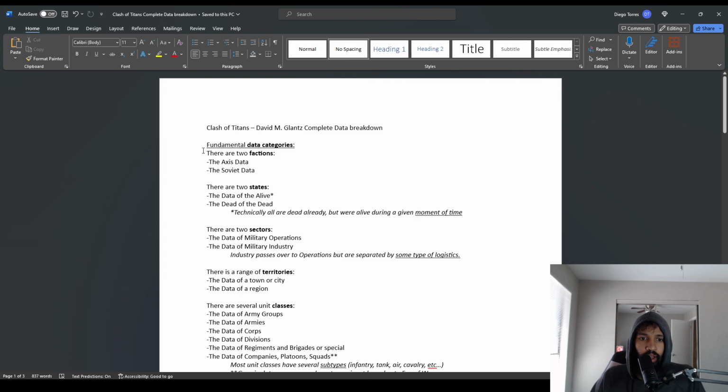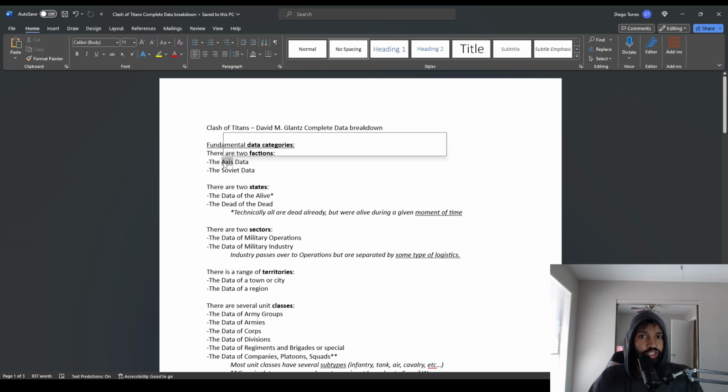First of all, because we're sticking to the Eastern Front, there's only going to be two factions, right? You're going to have data that corresponds to Axis data or data that corresponds to Soviet data. Stats on Axis units, stats on Soviet units. Pretty straightforward. Now, of course, you could break this down further. The Soviet army is really large. I'm sure you could break it up into active units versus reserve units.